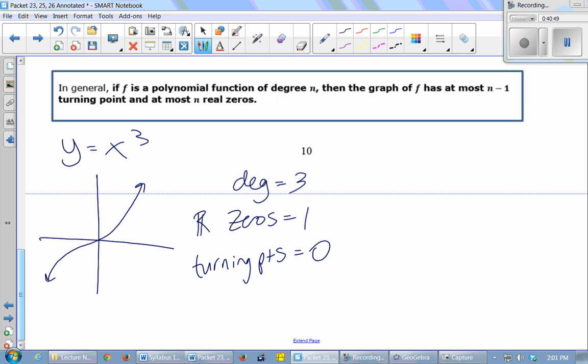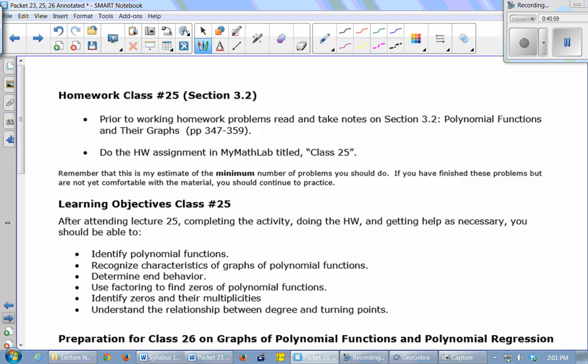Right, so the most you can have for zeros would be the same as the degree, and for turning points would be 1 fewer than the degree, but you can have less than that. Right, that's all I got.